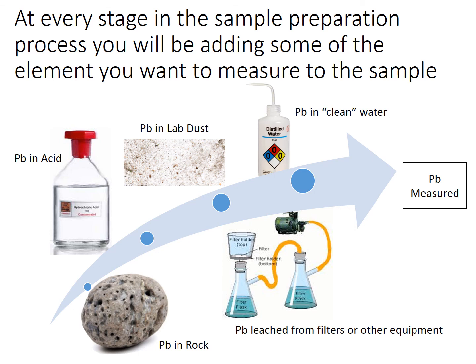So if you're measuring, say, the amount of stuff in a rock, when you make that measurement, you also add in all the contamination. In this case we're measuring lead in the rock, there's going to be lead in some of the acid, there's lead in lab dust. Everything you do to the sample will contaminate it with the element you're trying to measure. So this is a really important question when you're designing an experiment.